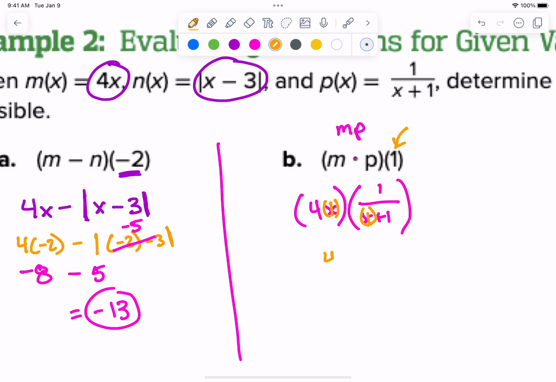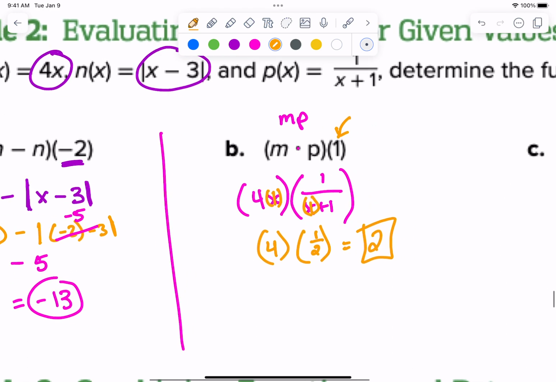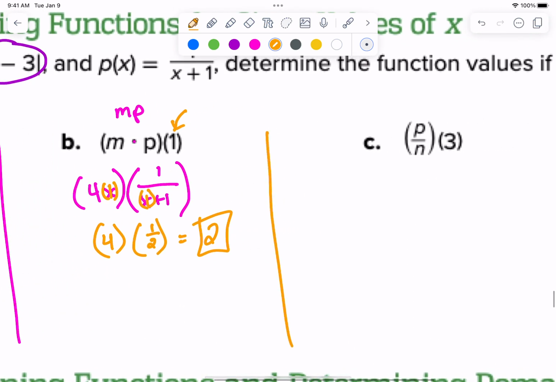So 4 times 1 is 4. And this guy is 1 over 2. So what's 4 times half? 2. That's my final answer. Not so bad, right? Okay.